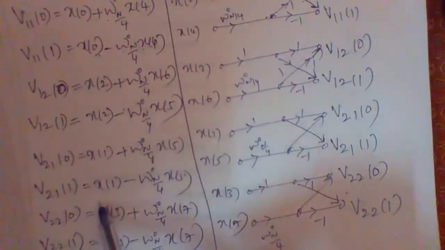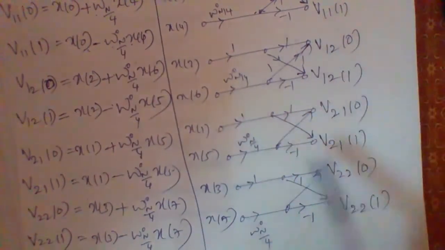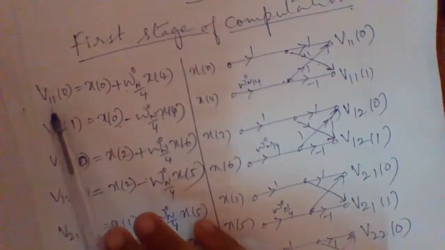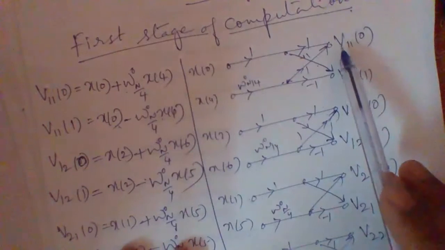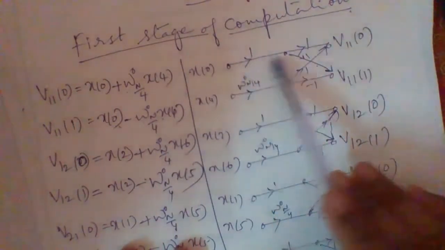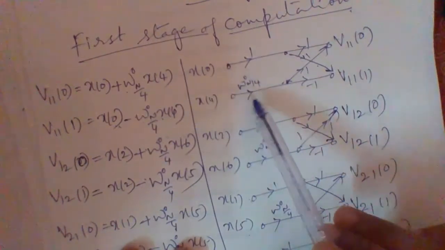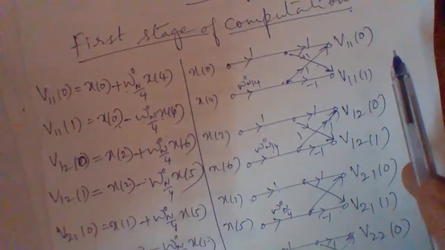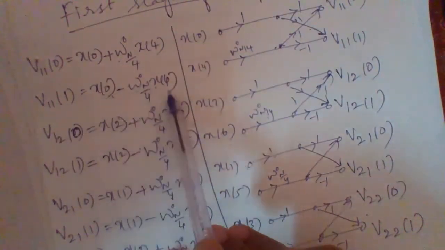So here whatever the equation sets we have for the first stage, those equations are transferred in the form of a signal flow graph. So for example, consider the first one. What is the first equation? What is V11 of 0? It is addition between x of 0 and x of 4. So therefore here V11 of 0 is addition between x of 0 and x of 4, and of course this value is equal to 1. Everywhere w raised to 0 value we can write directly as 1. Similarly, the next V11 of 1, it is x of 0 minus x of 4.